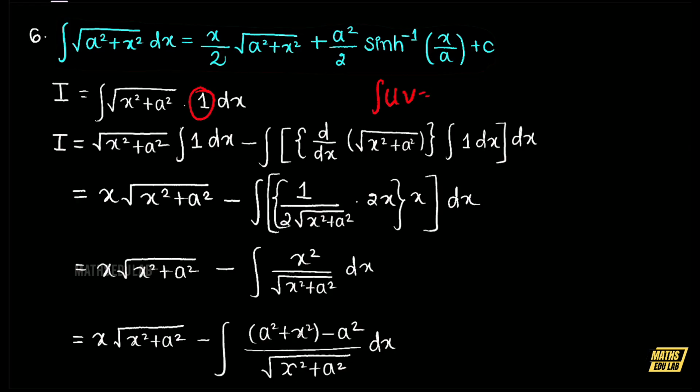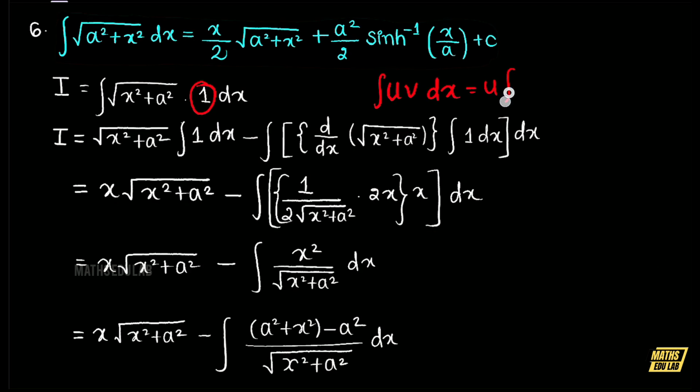value, which is nothing but integration of uv dx is equals to u integration of v minus whole integration of du upon dx multiplied by integration of v. So this is the integration by parts formula. By using this, we have to solve I is equals to integration of root over x square plus a square times 1 dx. Then this is our u value and this will be our v value.